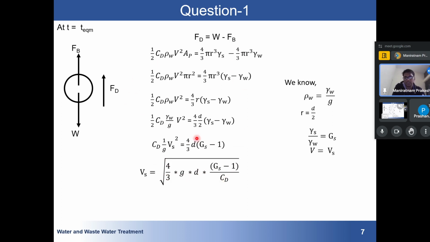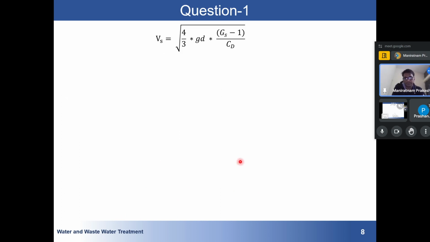I hope this derivation is a very common derivation. You should be aware of this derivation, and you should also remember this formula, that is, what the settling velocity is for the given drag coefficient and given specific gravity. So this was your formula.